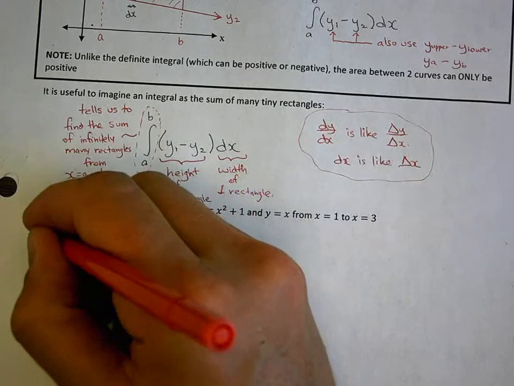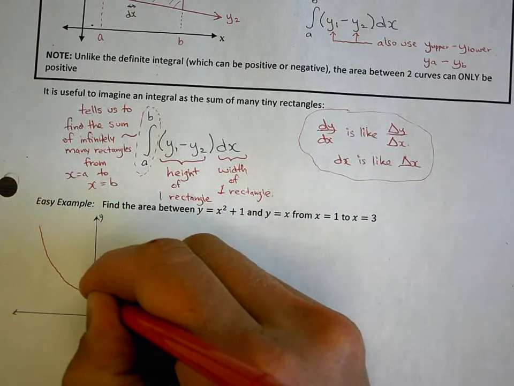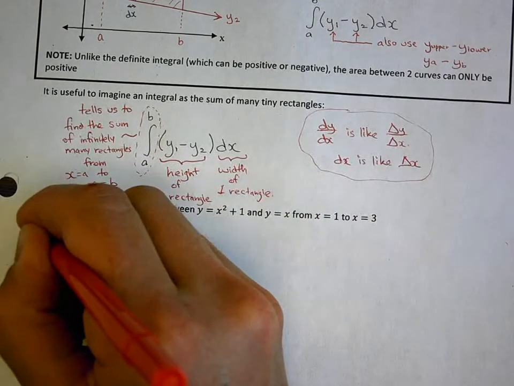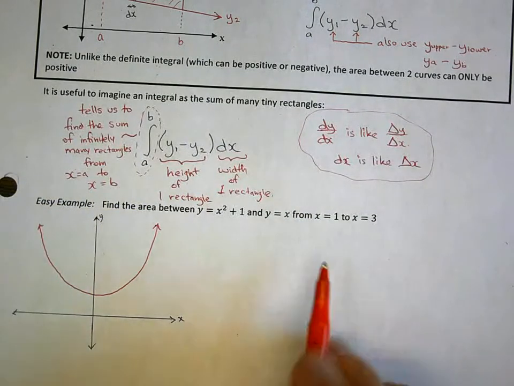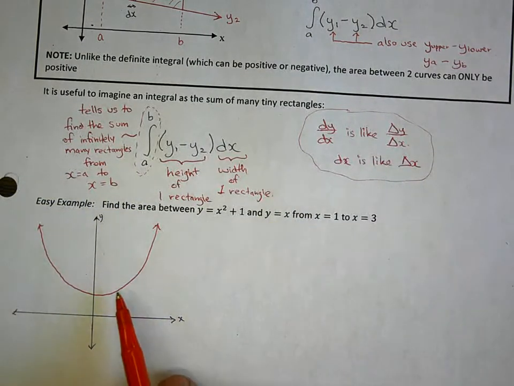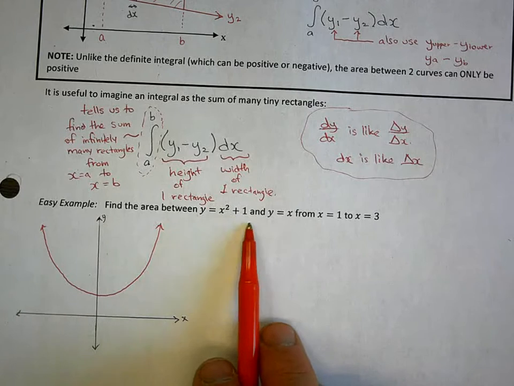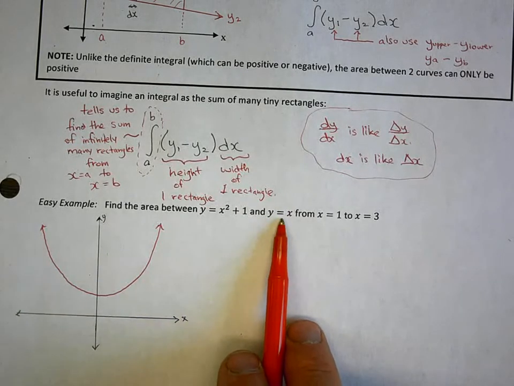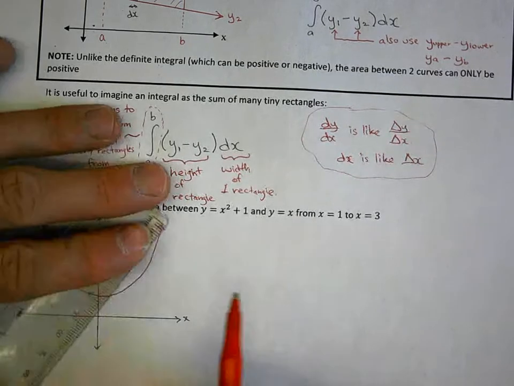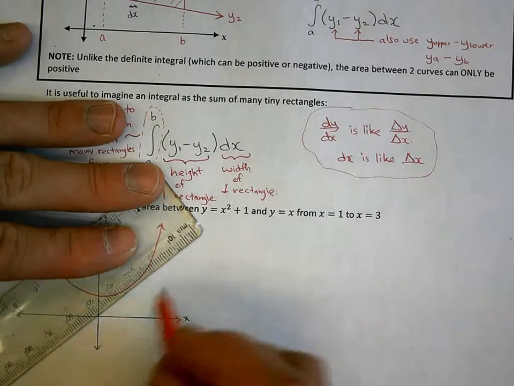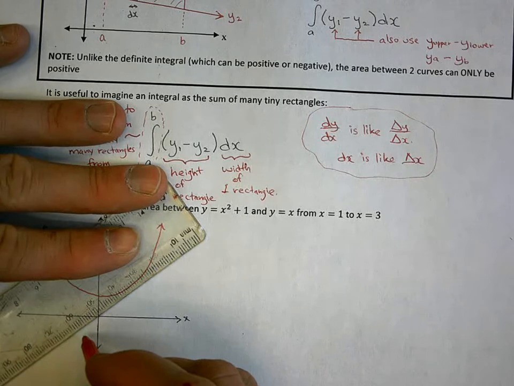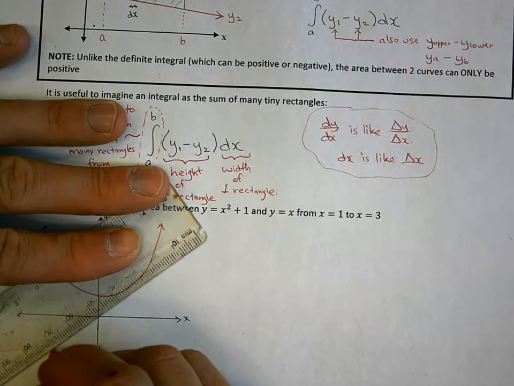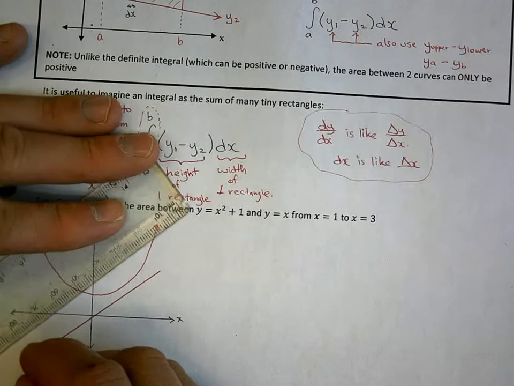So it's been raised, shifted up 1. So let me draw that. I'm not going to label it just yet. And then hopefully you drew a nicer parabola than me. Then the second graph is y equals x. That's a linear graph that goes through the origin. So I'm going to draw that. Again, my scale is not great here, but it looks something like this.